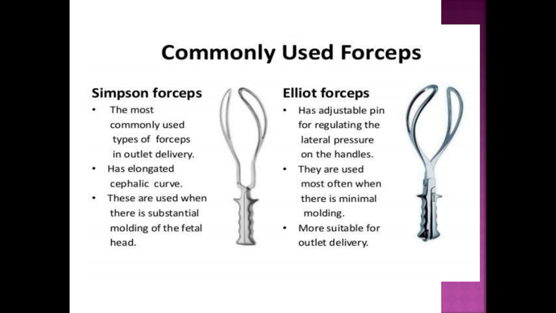There are some types that are commonly used. We will give short notes about each of them. The Simpson forceps is the picture on the left. It's the most commonly used type of forceps in outlet delivery. It has elongated cephalic curve. It's used when substantial molding of the fetal head is present. While the Elliot forceps on the right side has adjustable pin for regulating lateral pressure of the handles, so it's used when there is minimal degree of molding and suitable also for outlet forceps like the Simpson.